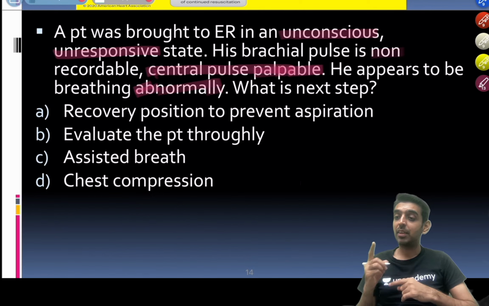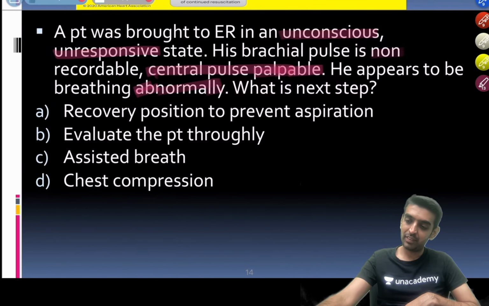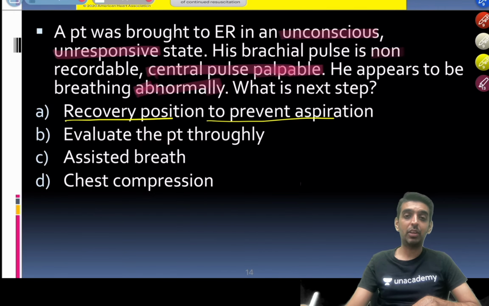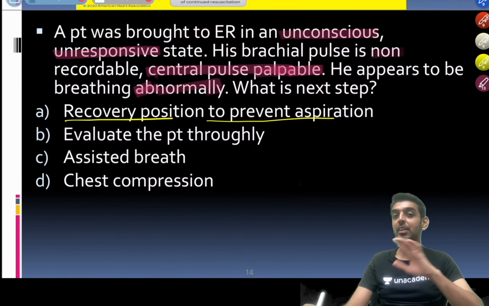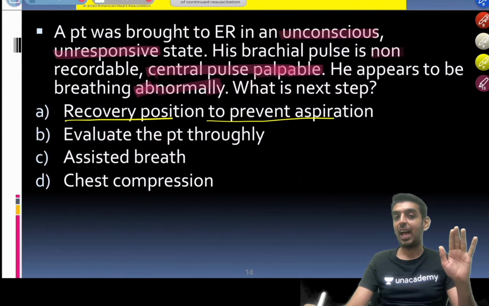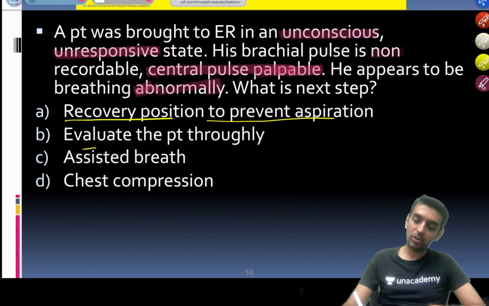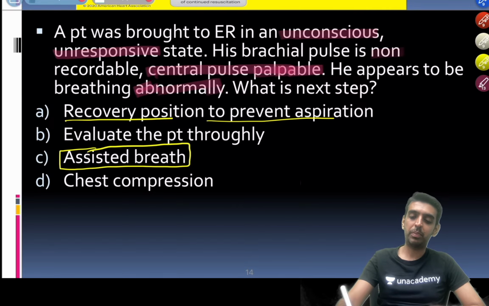So what are we supposed to do? Yes, we will put the patient in recovery position and prevent aspiration. We will evaluate the patient thoroughly. Yes, pulse is present but breath is absent. So in such scenarios, can we give assisted breath to the patient?